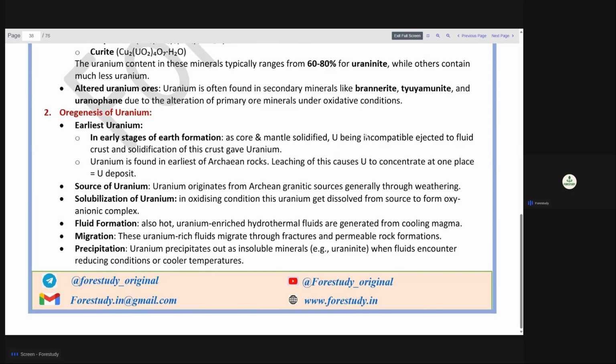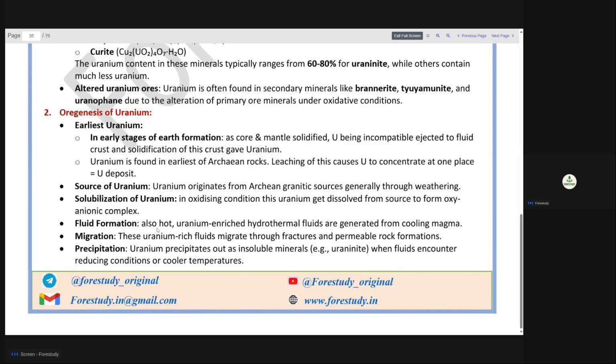Uranium is also an incompatible element, so it is mostly confined to fluids, and solidification in this crust gave uranium. The source of uranium originates from Archean granitic sources, generally through weathering. So by weathering they originate. The solubilization of uranium in oxidizing conditions: this uranium gets dissolved from the source to form oxyanionic complexes.